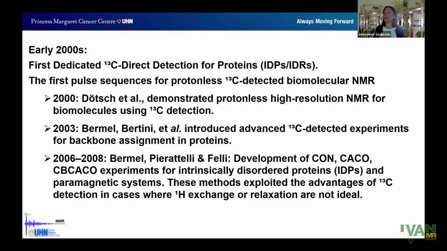And then in 2006 to 2008, Bermel, Piccioli, and Isabella Felli developed more pulse sequences that they could use to do the backbone assignment, but also the sidechain assignment, again for the IDPs. This method exploited the advantage of C13 detection in cases where the proton exchange or relaxation are not ideal.